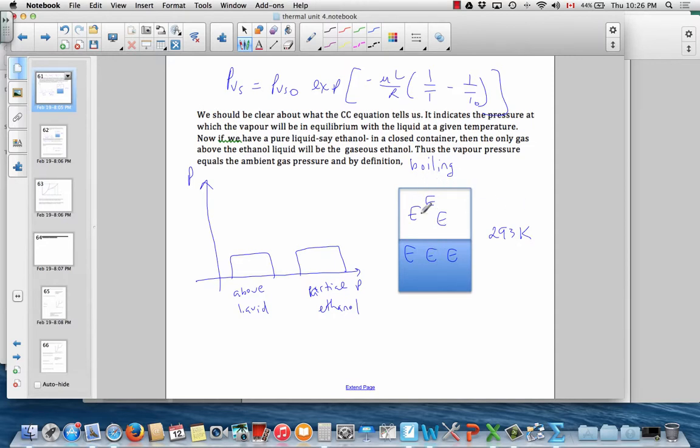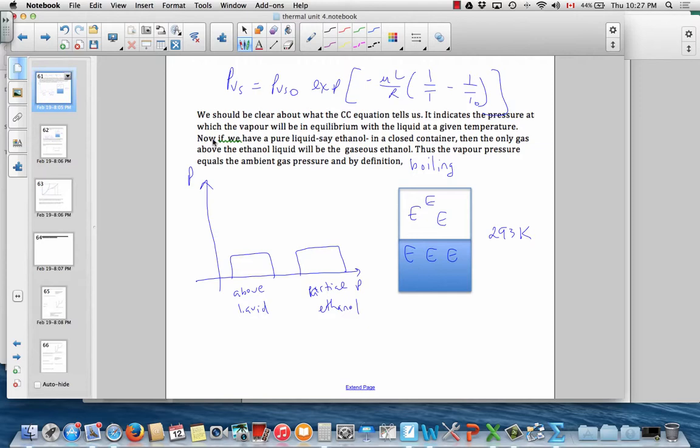So if we started off with a container of ethanol and pumped all the gas away and then sealed the container, what would happen is some of the ethanol would evaporate. And eventually we would reach a point called saturation where the rate of condensation and evaporation are the same. The Clausius-Clapeyron equation would tell us what the pressure of ethanol is at that point. Now, because that pressure actually equals the ambient pressure above the liquid, this is actually boiling. This would be boiling at 293 Kelvin.